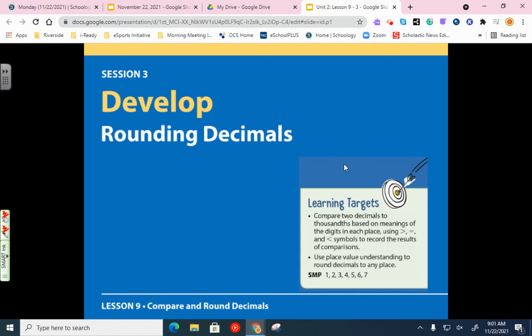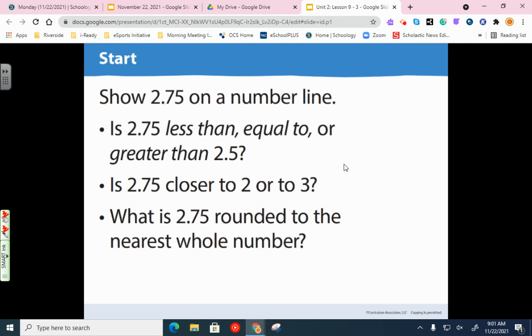Okay, so we're moving on to session 3 for lesson 9. We're going to continue with rounding decimals. And what we're also going to do is just go over the traditional way of doing it and also talk about some alternative methods. One of the alternative methods for rounding is using a number line.